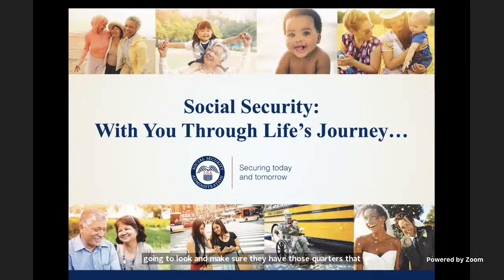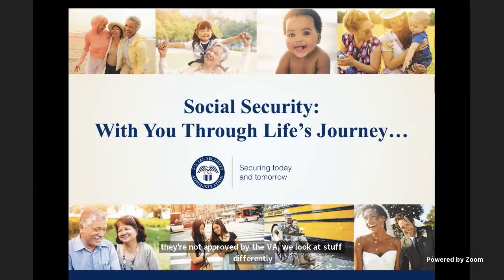So always tell your veterans to file as soon as possible. Once they're under that $1,550 of wages, even if they're not approved by the VA, we look at stuff differently. The VA looks at service connection. We look at the work. Have them file right away. So please, yes, he can file.